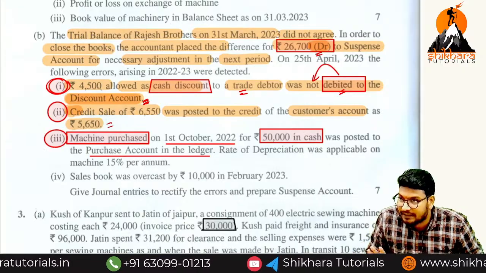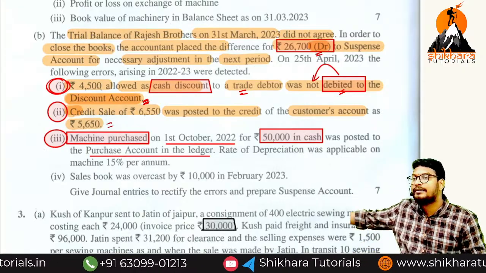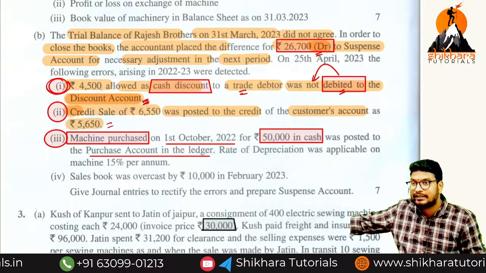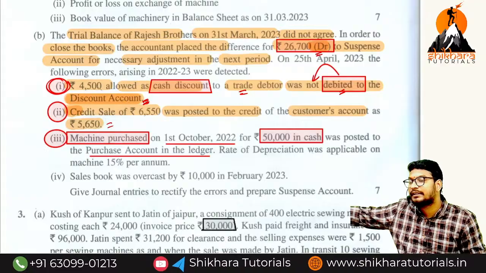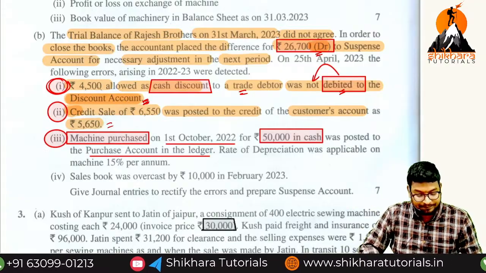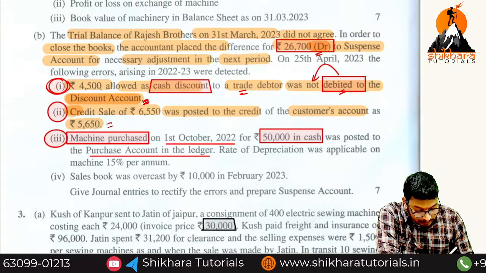Guys, are you fine? Are you getting the point? First of all, understand the points they have given. If you understand the point, half of the question is completed, half of the transaction is completed. Easily we can pass the entries. So next one, sales book overcasted.